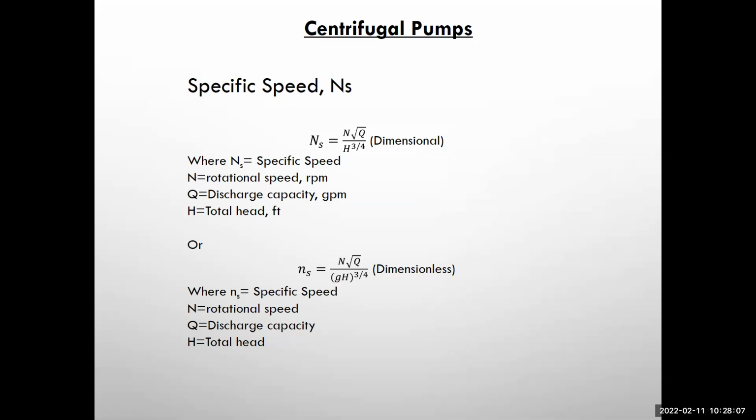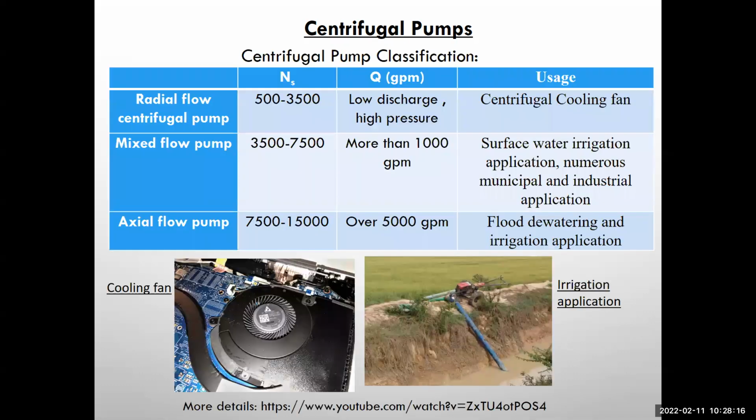Okay, so based on this specific speed, we can actually classify the centrifugal pump into different types of pumps, and you can see for each one, they have a limit. Some pumps are good for pressure, some pumps are good for flow, and they have some specific application. Like the axial flow, usually that deals with a huge amount of flow, and that's why this pump can be used for flood dewatering or irrigation application.